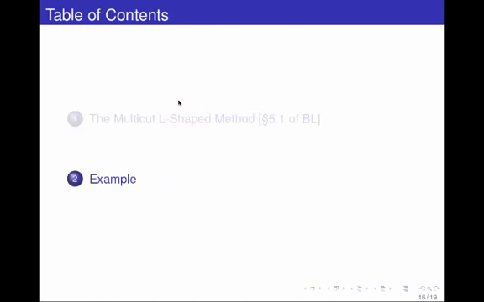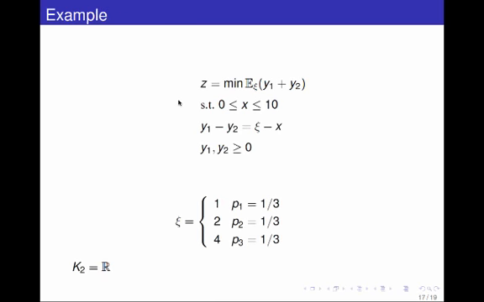Okay, so yeah, we have time for the example. This is the example we saw last week. So we're minimizing the sum of y1 and y2. The x lives between 0 and 10, and basically, if it's not clear to you here, we're minimizing the absolute value of xi minus x. Can you see why that's the case?